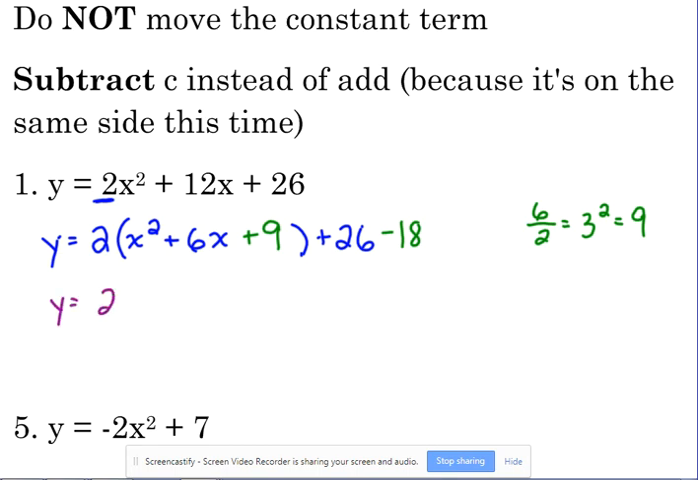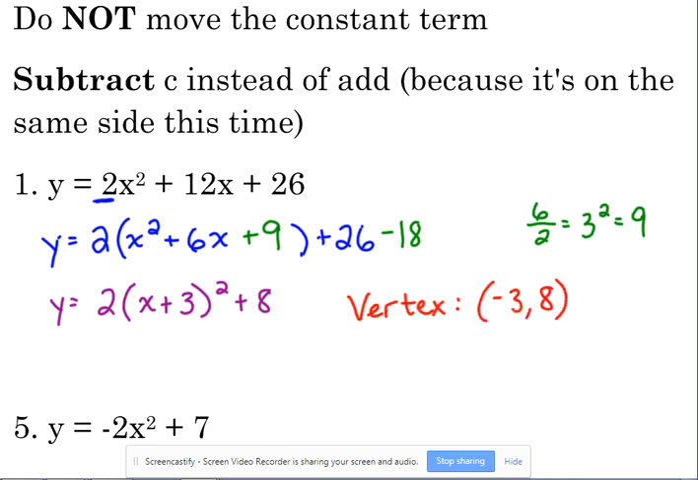Now we're just going to keep our process going. We factor (x plus 3) squared. 26 minus 18 is 8. So our vertex is (-3, 8), and is it a maximum or a minimum? Minimum, because A is positive, it's opening up, so it has a minimum value.